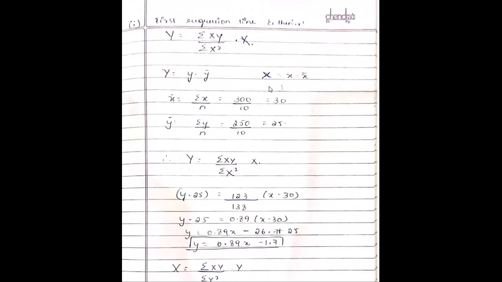The next thing you should find is capital X and capital Y, because we have to replace them in the formula. Just go to the table and form the next columns as capital X and capital Y, where capital X is x minus x bar, and x bar is 30. So capital X is x minus 30, and capital Y is y minus 25. That will be our next step. We'll go back to the table and form capital X and capital Y, which is x minus 30 and y minus 25.